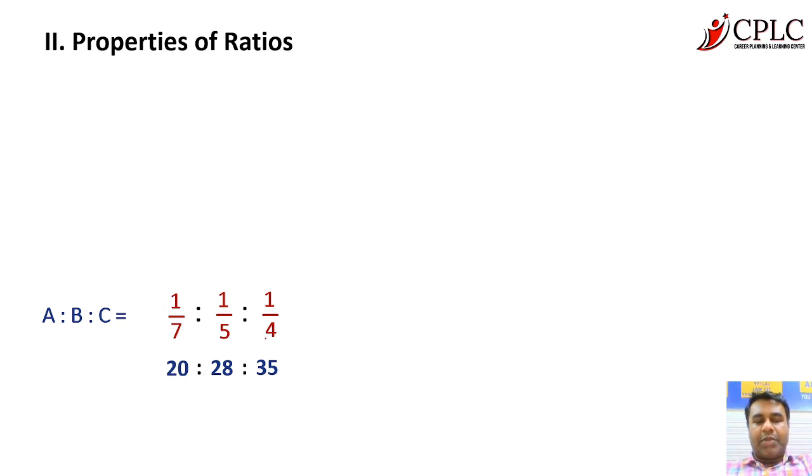Now there can be other ways of asking questions. That is, if 7a is equal to 5b is equal to 4c. Similar type of question. So 7a is equal to 5b is equal to 4c. Then I can again take the LCM of 7, 5, 4, put it in the denominator and find the answer. It is that simple. Let us assume that it is equal to some constant.